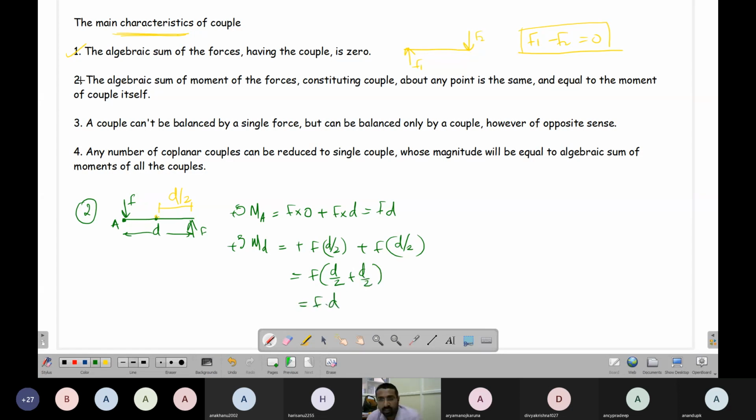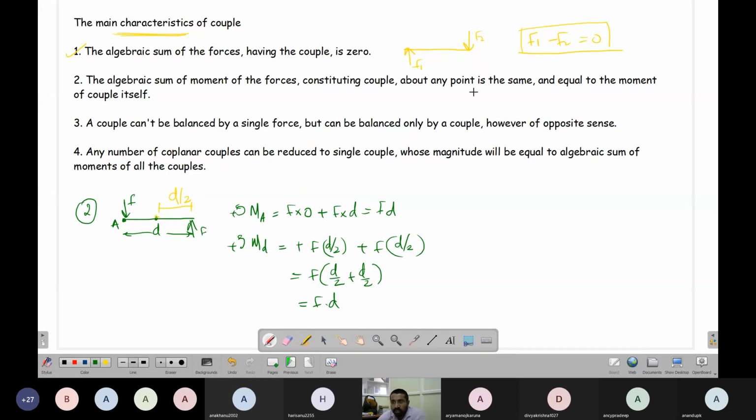Okay, so that is the second characteristic. That means the algebraic sum of the moments of forces. So we take the moment of each force in the couple, force into distance, and add them all. We will get the moment due to the couple.